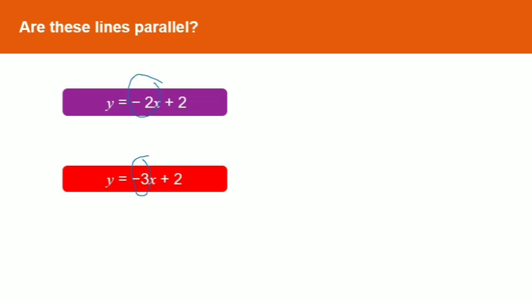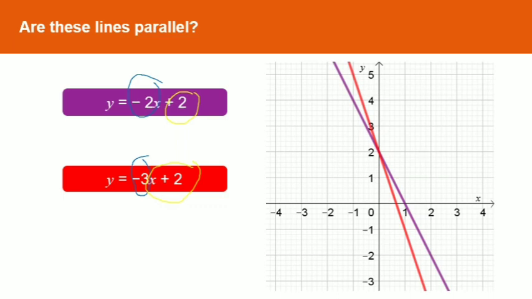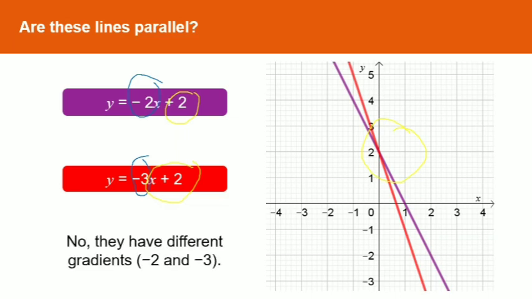But what do they have? Yes, they have the same y-intercept, 2 and also 2. Now what will happen if we draw the lines? See, when we draw the lines, they will show that they have the same y-intercept because they cut the y-axis at the same position, the coordinate (0, 2). So are these lines parallel? No, because the gradients are different. The first one is negative 2 and the second one is negative 3.